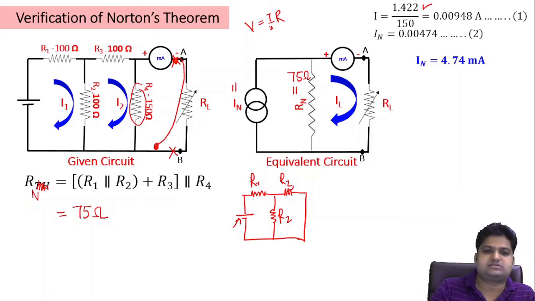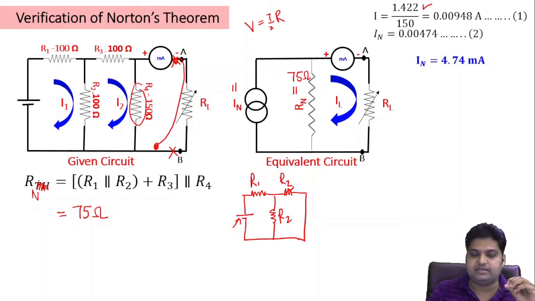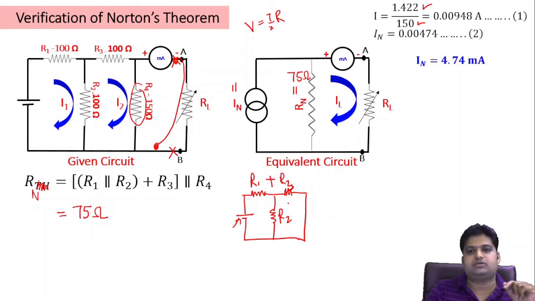If I take these 100 and 100 ohms, they are parallel to each other. 100 and 100 in parallel gives 2 upon 100, that is 1 upon 50, so this resistance will be 50. That 50 is in series with R3, which is also 100. So 100 plus 50 in series is 150. The total current flowing here is 1.422 volts, measured using the multimeter, divided by the resistance 150.